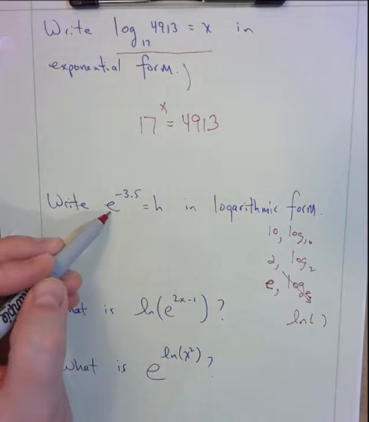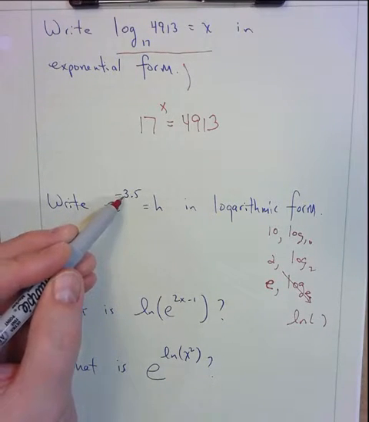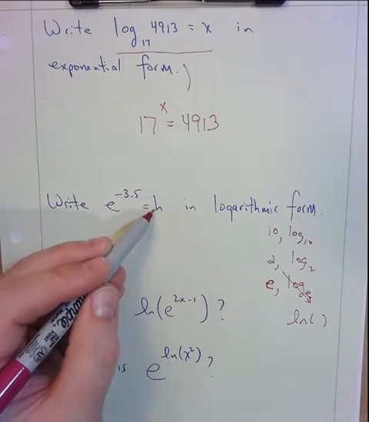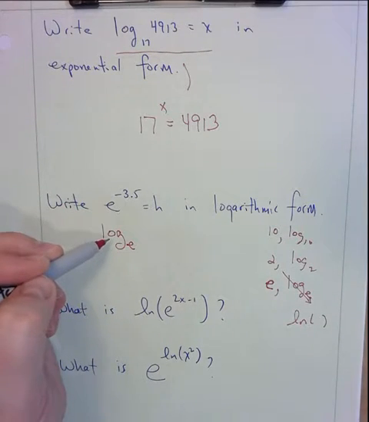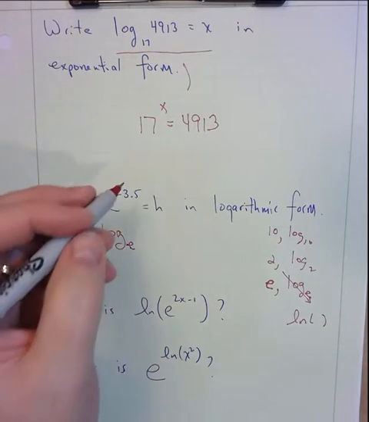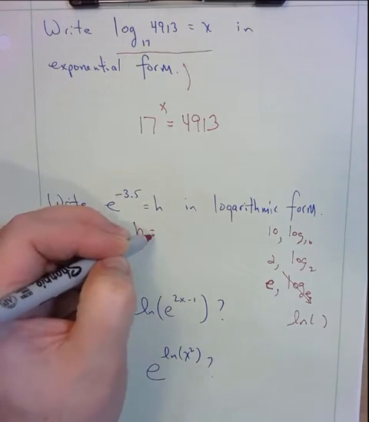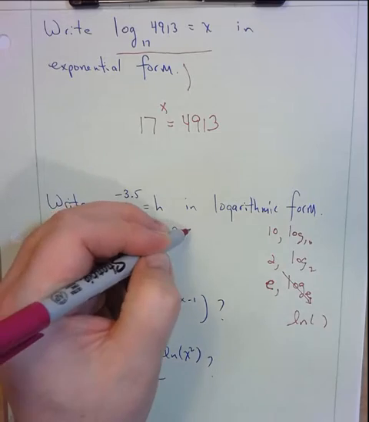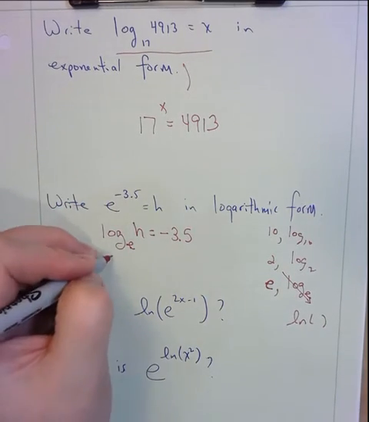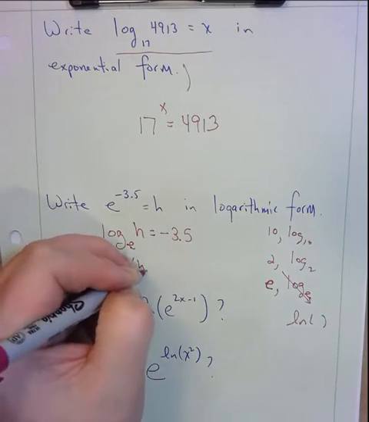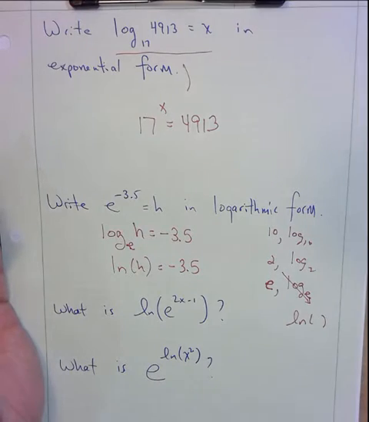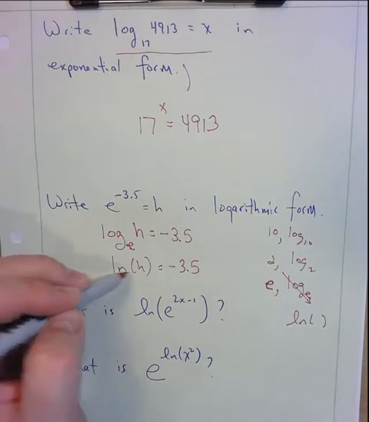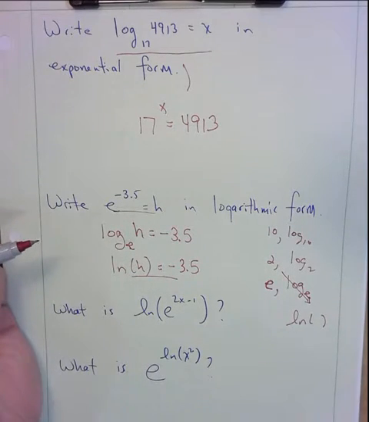So here we have a base of e. We raised it to an exponent of negative 3.5, and we got back this other value h. In logarithmic form, we could write that we had an expression with a base of e. We got a result of h. What was the exponent that made that happen? Well, it's the negative 3.5. And if we would like to use natural log notation, it would look like this. Okay, so again, we don't know what h is, but there's two different ways to describe the relationship between e and h and negative 3.5.